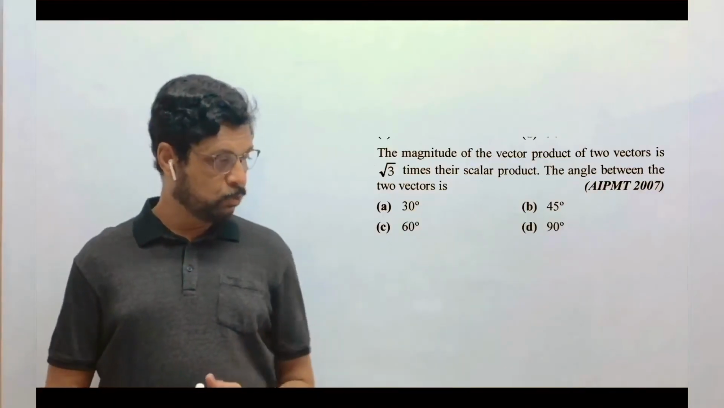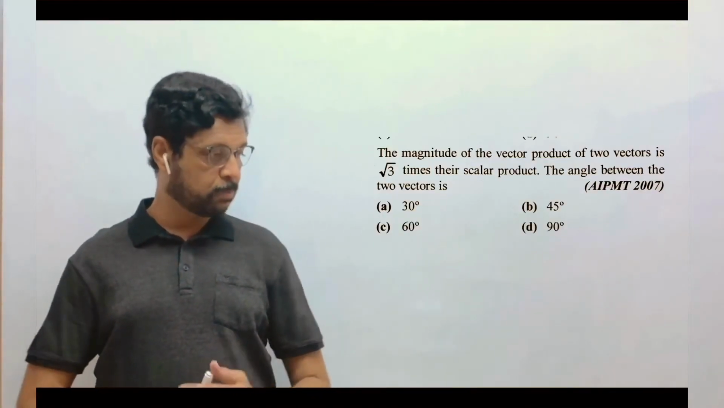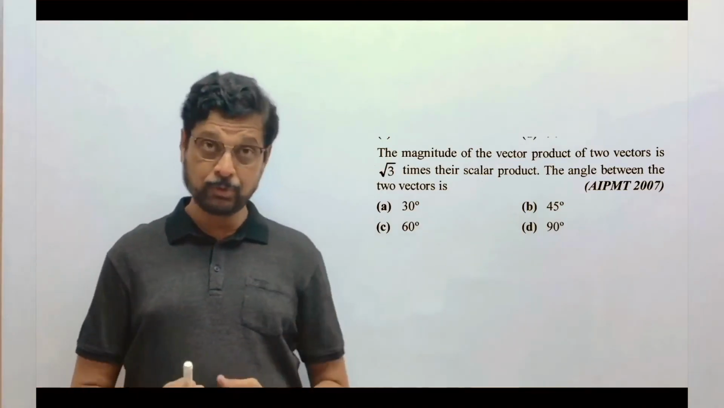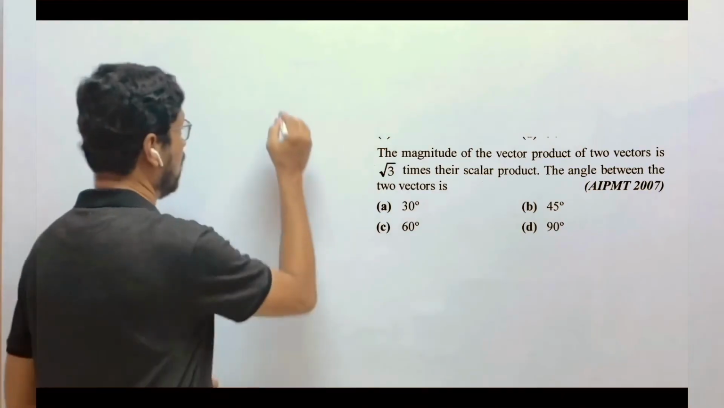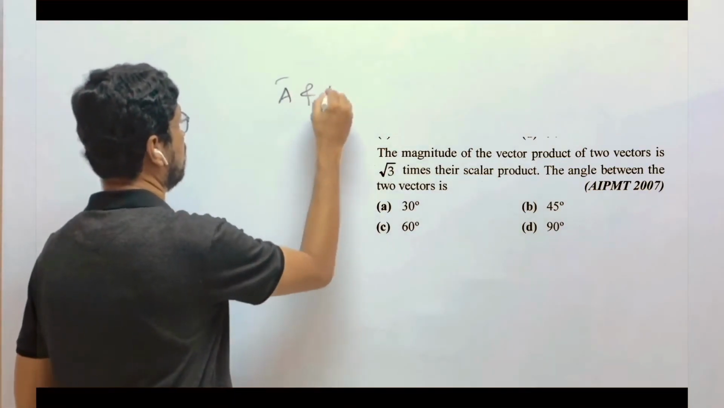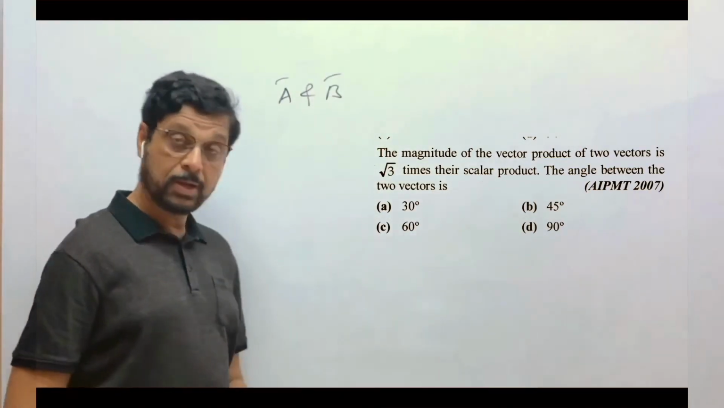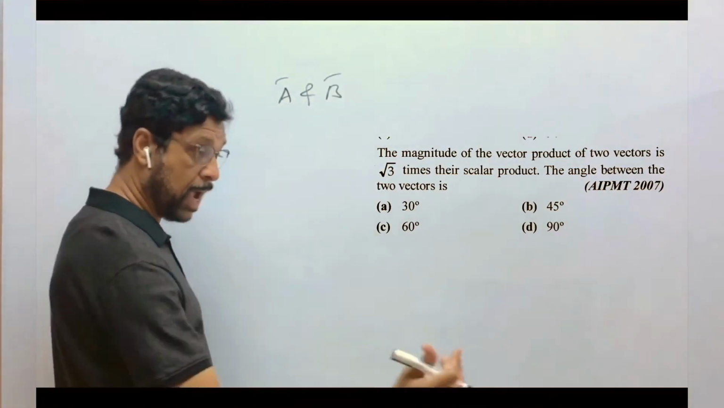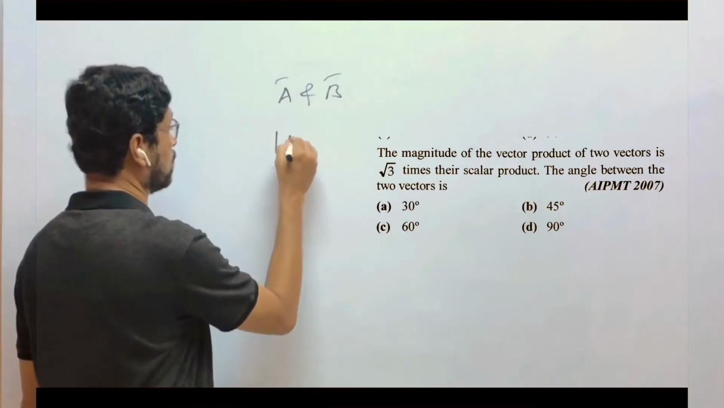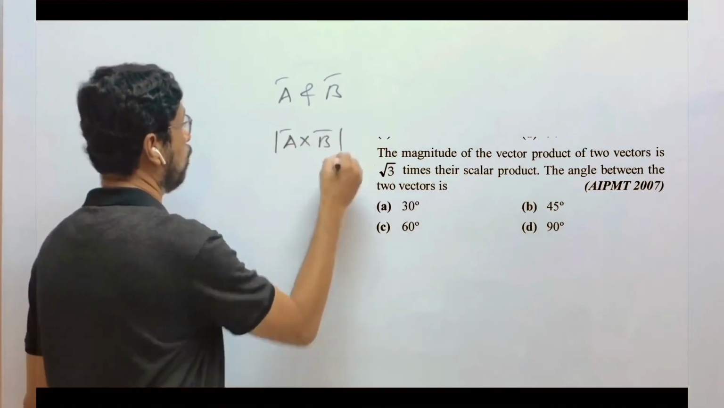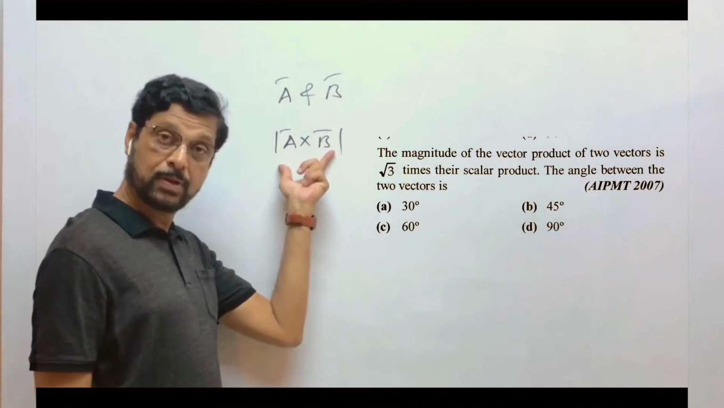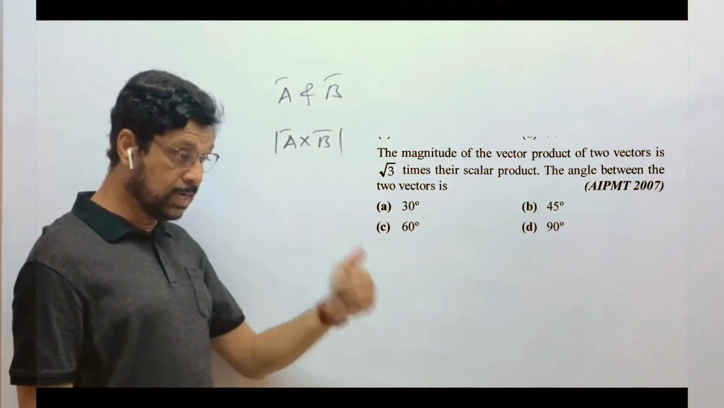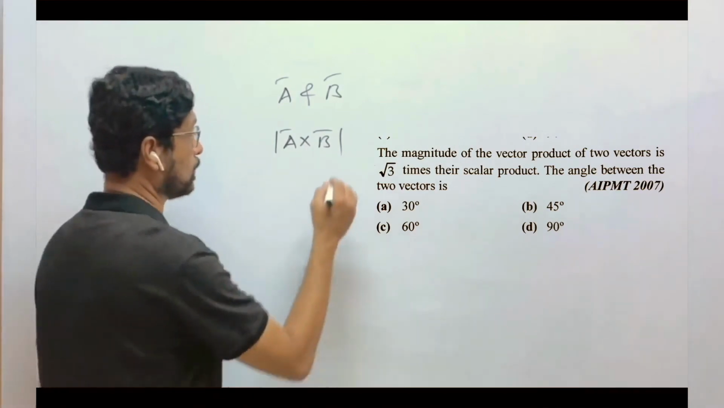The magnitude of vector product of two vectors. The names of those vectors are not given. तो हम उनको बोलते हैं suppose vector A and vector B. And what is the condition given in the question? The magnitude of vector product means mod of A cross B, right? Magnitude of A cross B is root 3 times their scalar product.